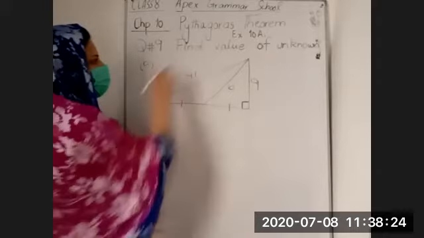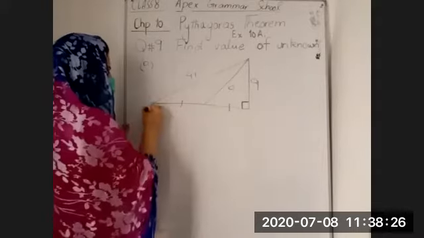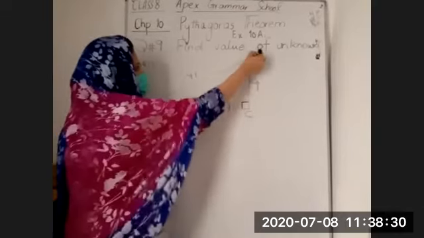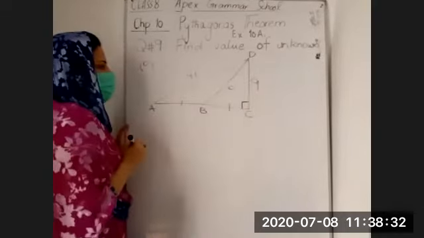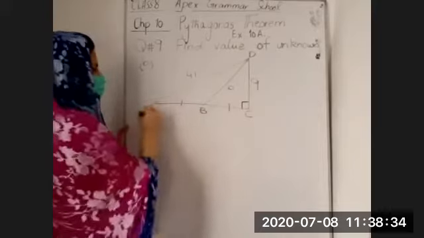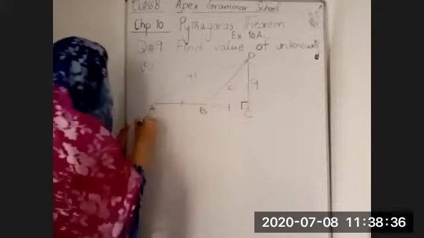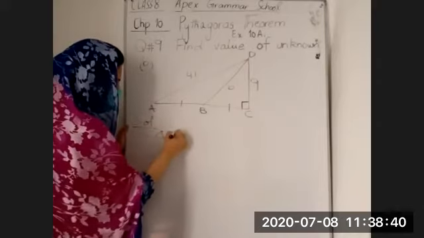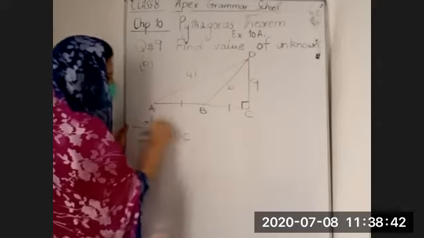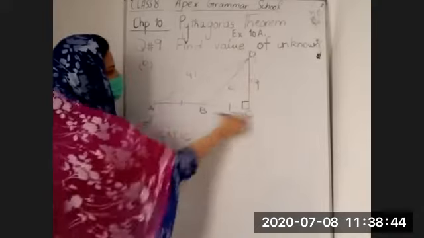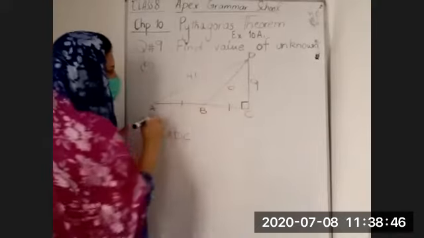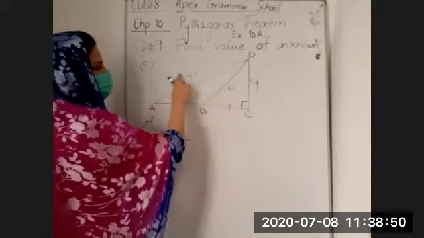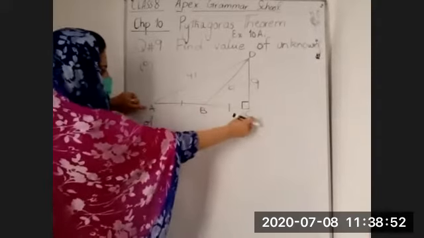Now I'm going to name the edges of this triangle A, B, C, and D. First I'm going to take my bigger triangle ABC. In the solution, I will take the triangle ABC, the bigger triangle. In the bigger triangle, you can see opposite to 90 degree, this is the hypotenuse, this is the perpendicular, and AC is your base.